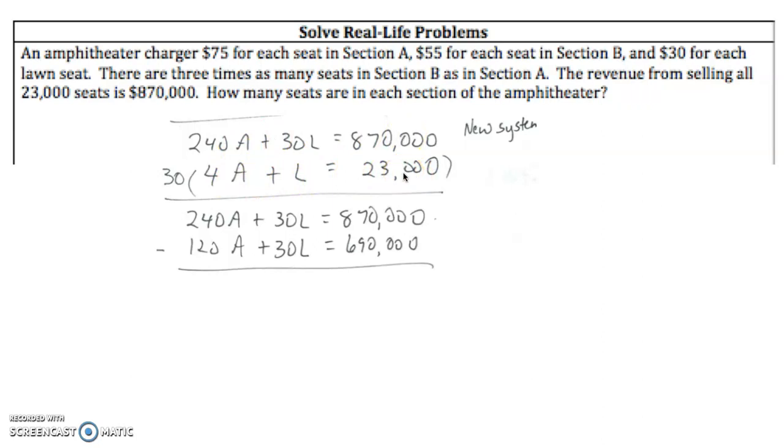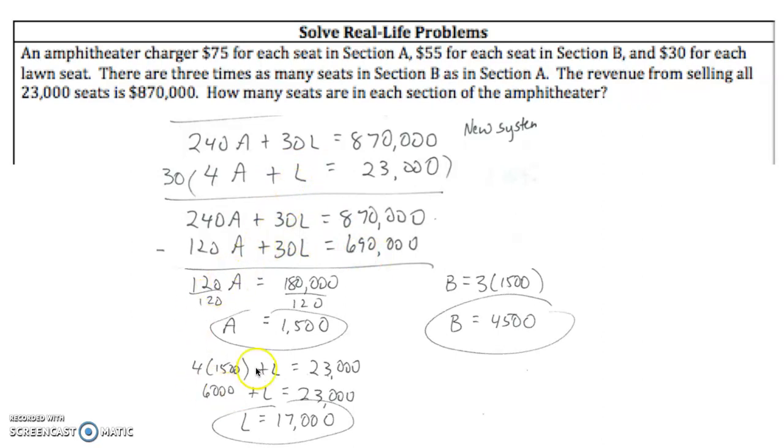Now I can solve this 2-variable system. I am going to eliminate. So I'm multiplying the second one by 30, and then I will subtract so that my L terms will eliminate. So I get 120A equals 180,000 because I have to subtract these amounts as well. Divide, so the seats in section A is 1,500.